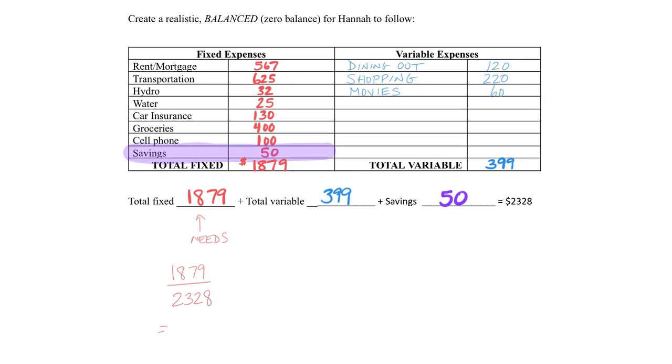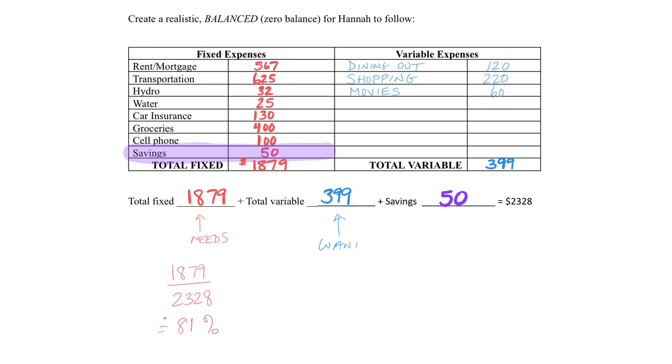Clearly, the top is not half of the bottom. It's most of the bottom. And we would come in at approximately 80.7%. If we were just really easy and said let's go to the nearest percent, then that's about 81%. So Hannah is spending an awful lot of her money on her needs. What that means is it's leaving very little for her wants.